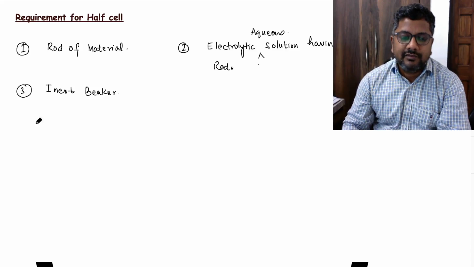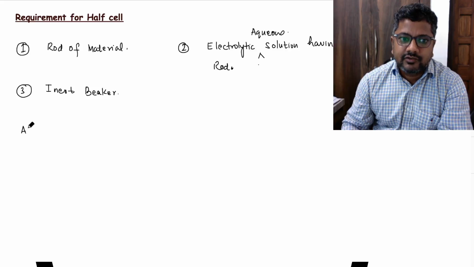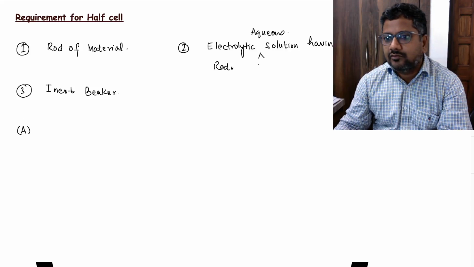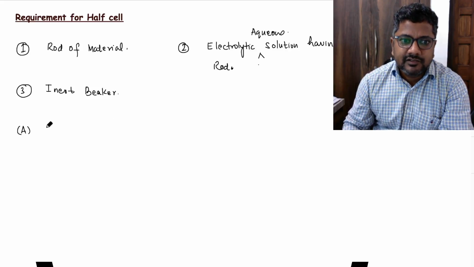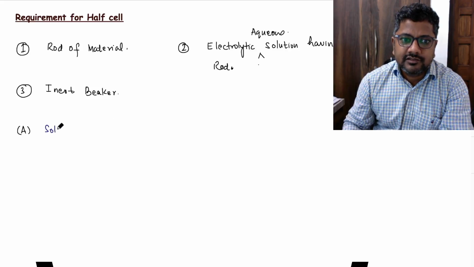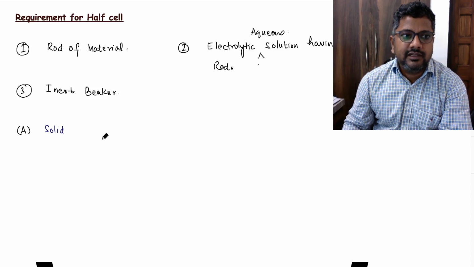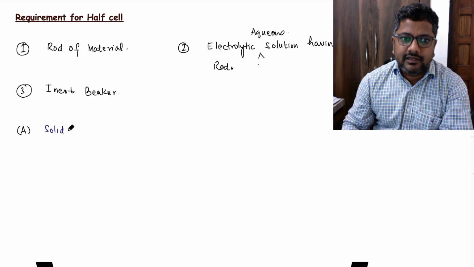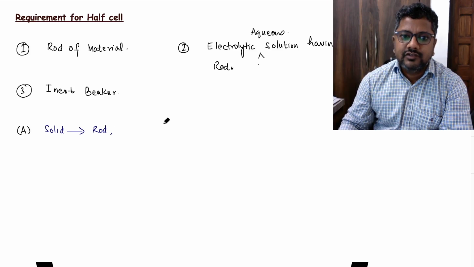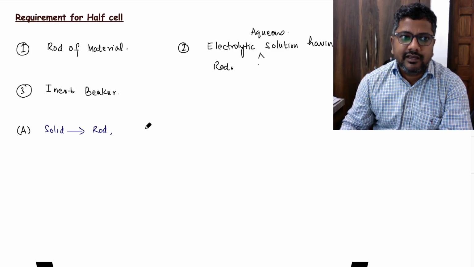So first I am taking solid. In case of solid, I think there is no problem to anybody, you can procure this rod of the material. So in case of solid, there is no problem at all, and you can take the rod of the material. One by one example we can take.